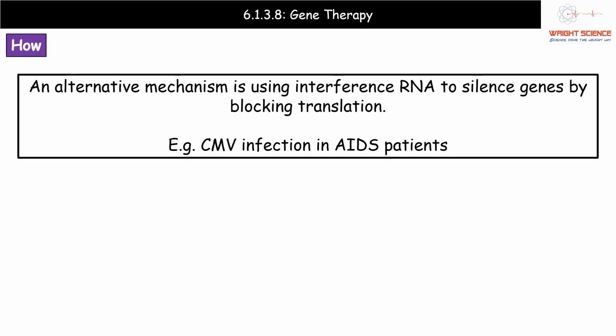A different way that we could approach this is by using something called interference RNA. And the whole idea of this is that it's going to silence certain genes by blocking their translation. A good example of where that's been employed in the past is in AIDS patients with cytomegalovirus infections. What we were able to do is use this interference RNA to block the CMV replication by basically stopping it from being translated.